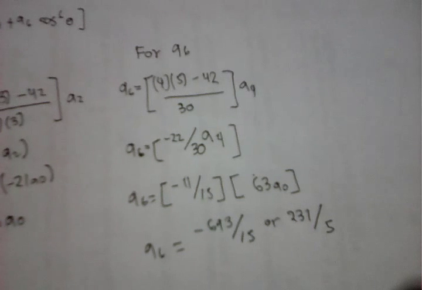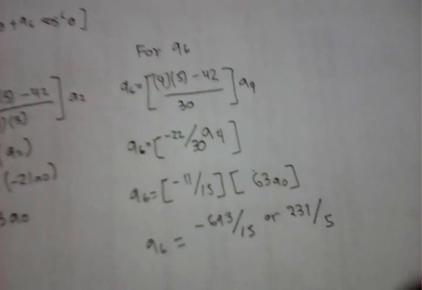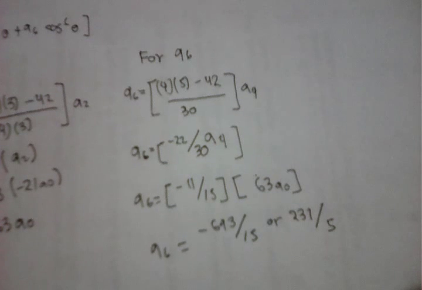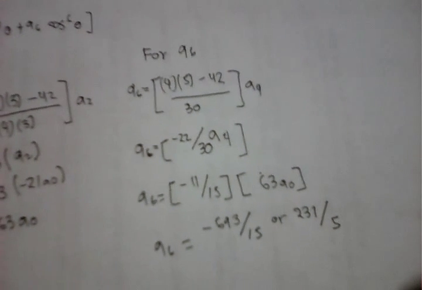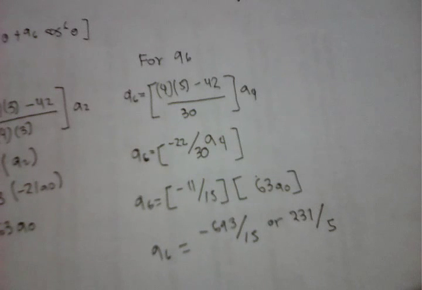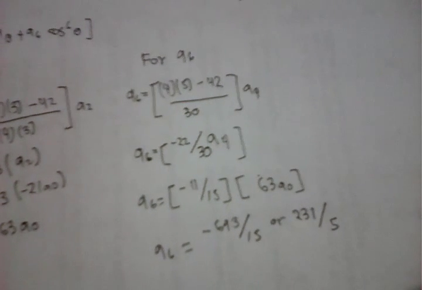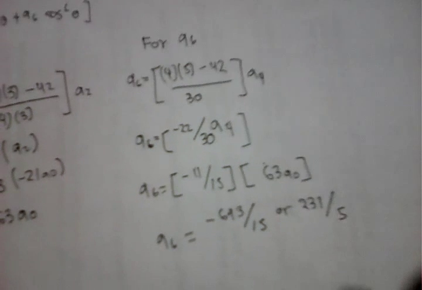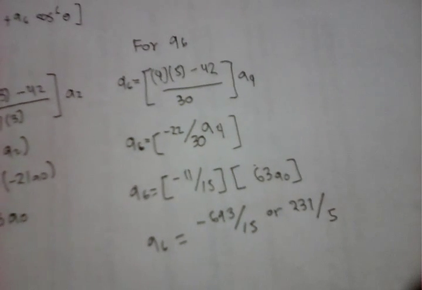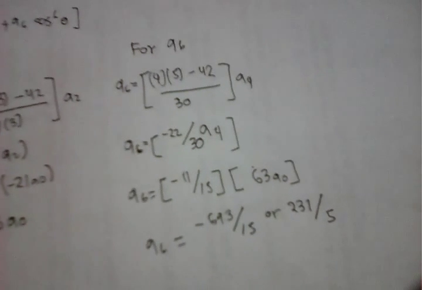And for a6, do the same equation. a6 equals (4 times 5 minus 42) over (6 times 5), times a4. a6 is equal to negative 22 over 30 a4. a6 is equal to negative 11 over 15, and then times 63 a naught, which is the a4. So it will be negative 693 over 15, or negative 231 over 5 if you simplify it.